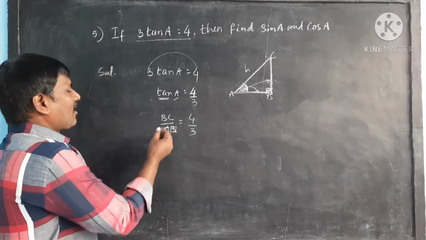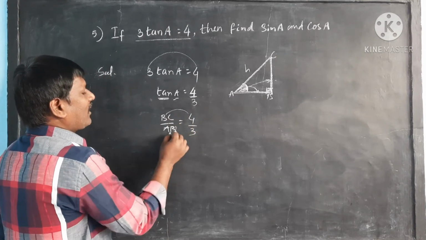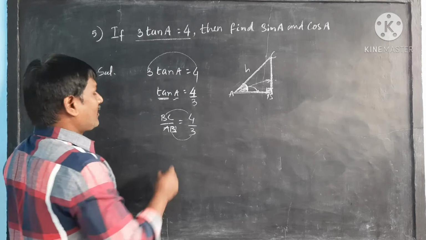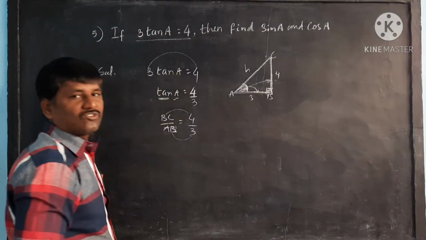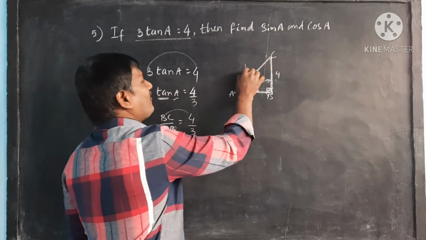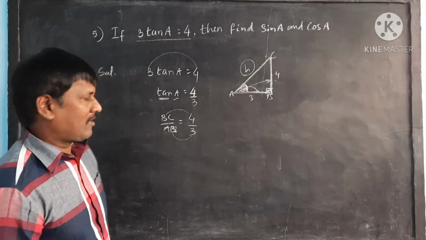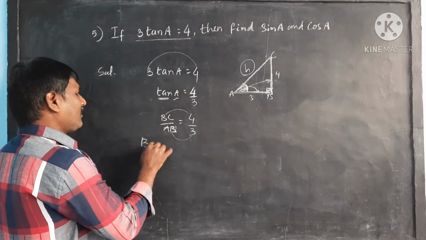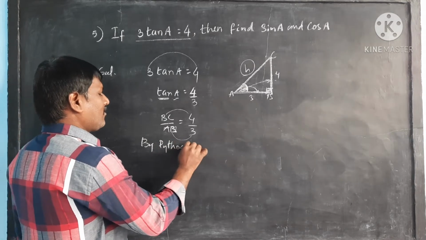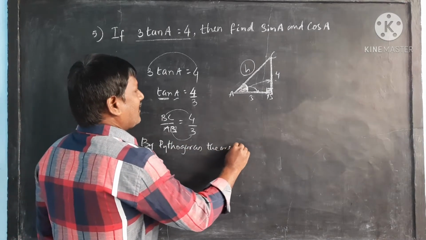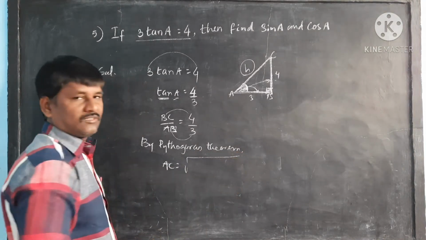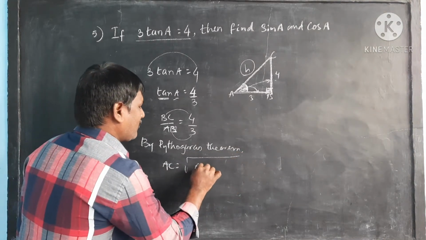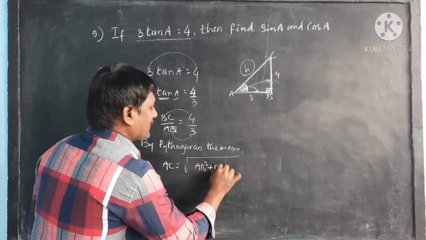So you can compare the terms. You can write BC is equal to 4 and AB is equal to 3. So you need to find here the value of AC, that is hypotenuse. So by Pythagoras theorem, we can get AC is equal to under root AB square plus BC square.